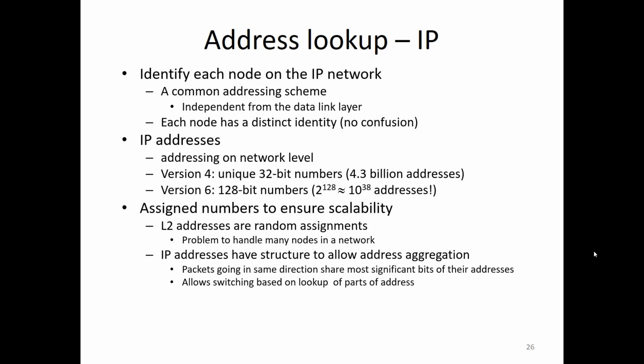And for version 4 of the IP protocol, there are 32-bit unique numbers, which gives an addressability of 4.3 billion addresses. Version 6, which is increasingly being introduced, has larger addresses, 128-bit addresses, which is a huge number. It corresponds to something like 10 to the power of 38 addresses. And this was selected to never run out of addresses to allocate to devices.